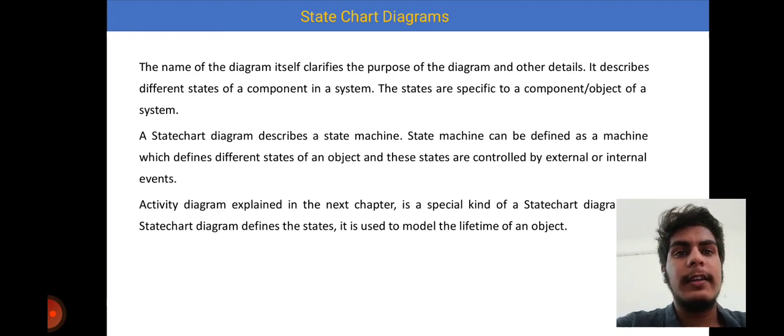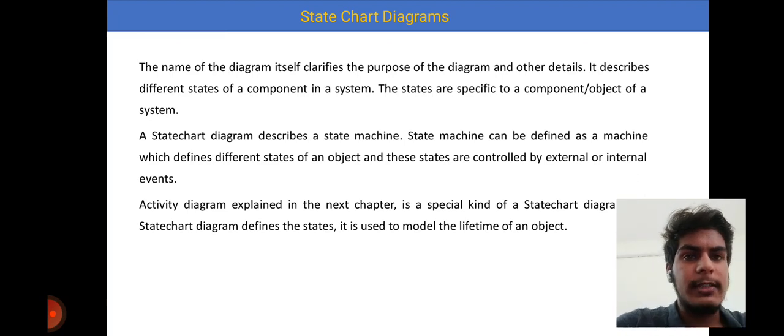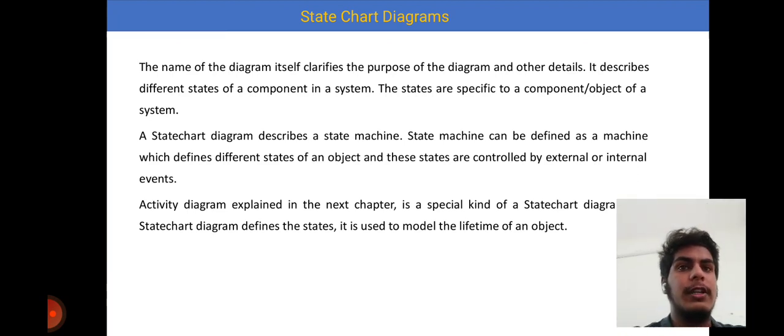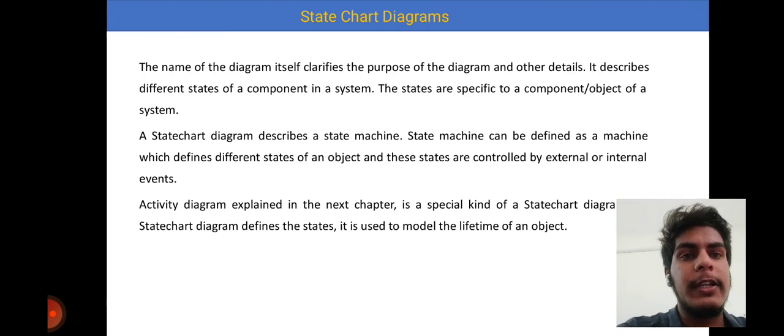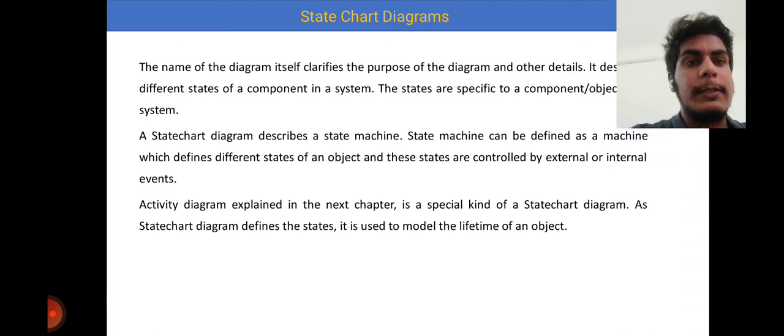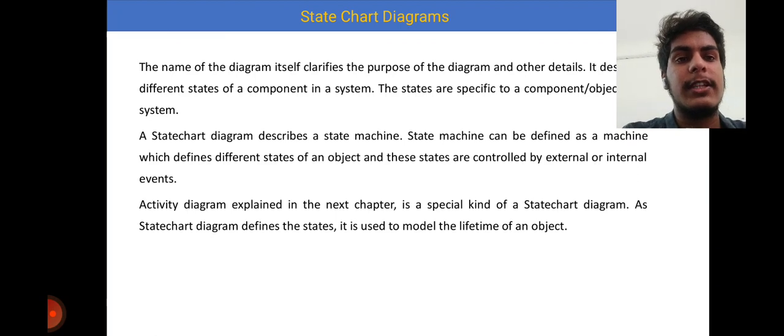A state chart diagram describes a state machine. A state machine can be defined as a machine which defines the different states of an object, and these states are controlled by external or internal events. Activity diagram, explained in the next chapter, is a special kind of state chart diagram. As a state chart diagram defines the states, it is used to model the lifetime of an object.